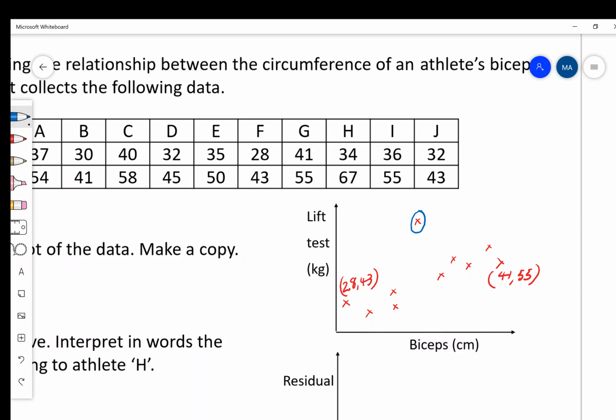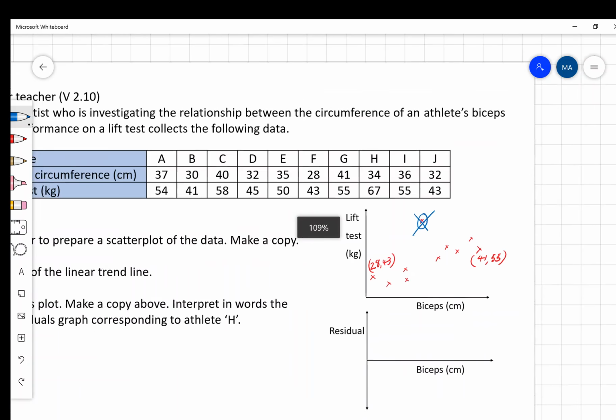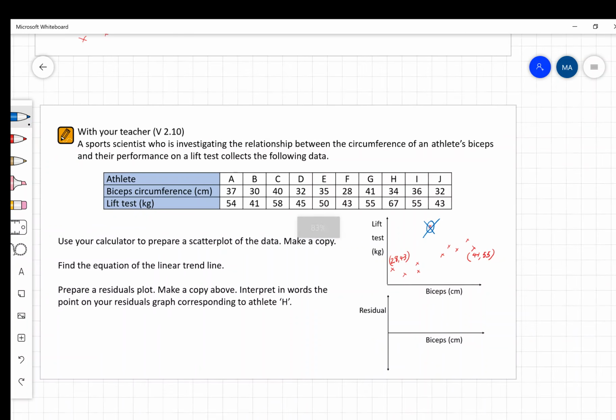Is it one of the endpoints of the data? No, it's smack bang in the middle of the data set. So in this case, we can eliminate that outlier and proceed. And that's what this question is based around: doing a scatter plot and a residual plot and interpreting it, and then eliminating that point and repeating without the outlier there.